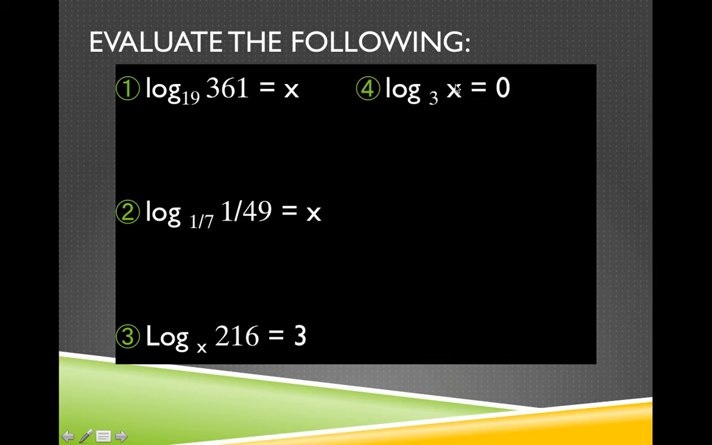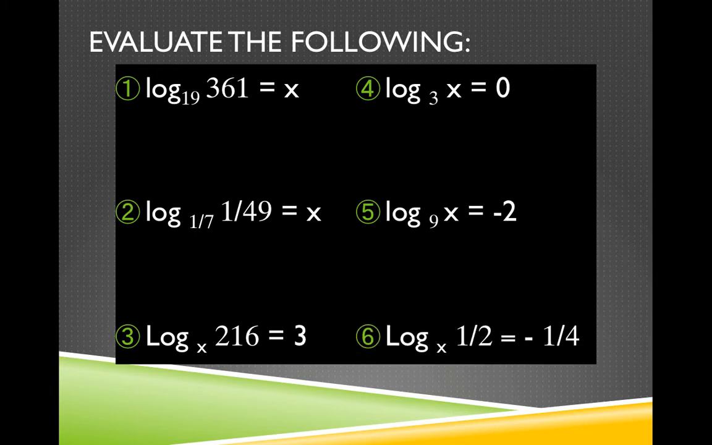Number 4, 3 to the 0 equals x. And number 5, 9 to the negative 2 equals x. Once I have written these in exponential form, I'm going to solve the exponential equations just like I did earlier.